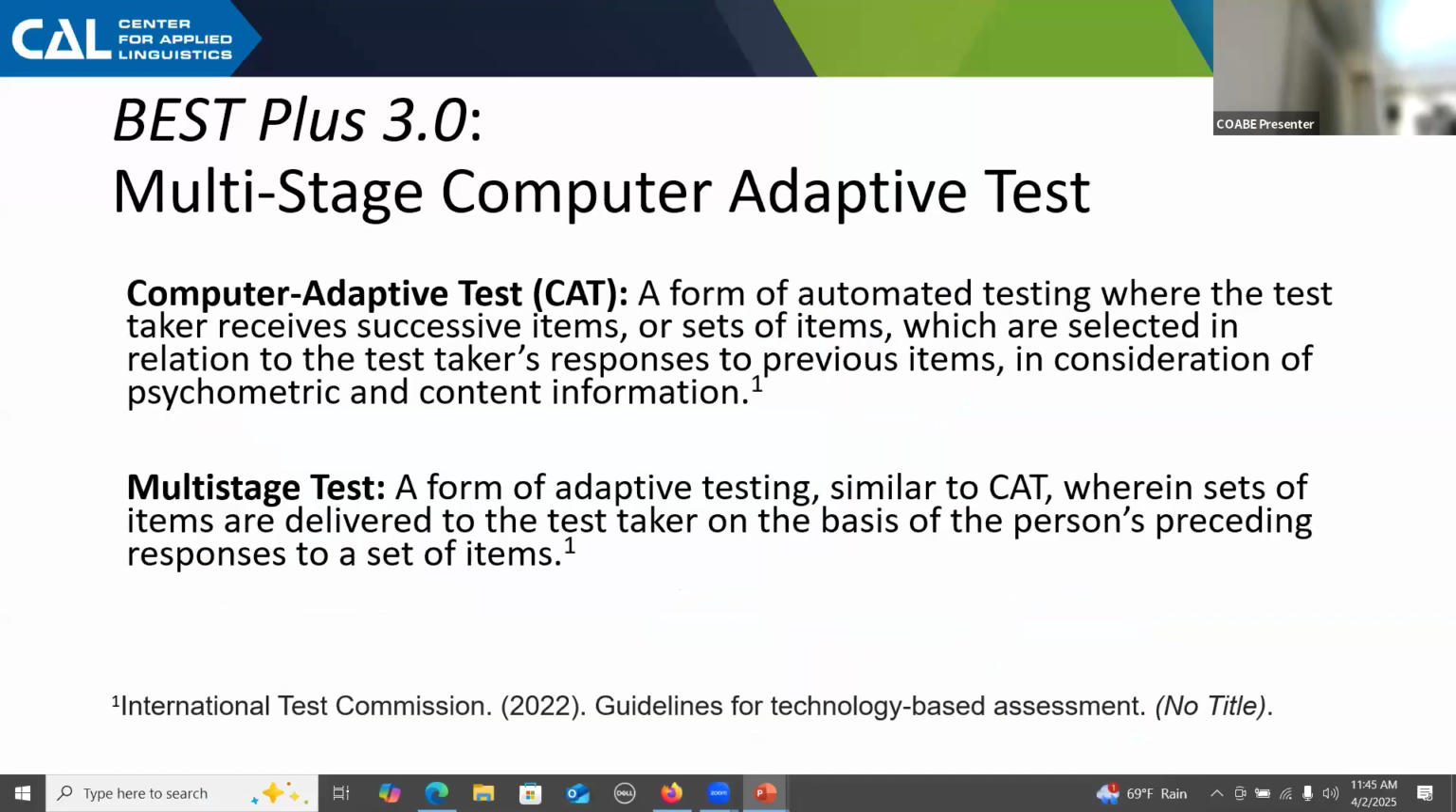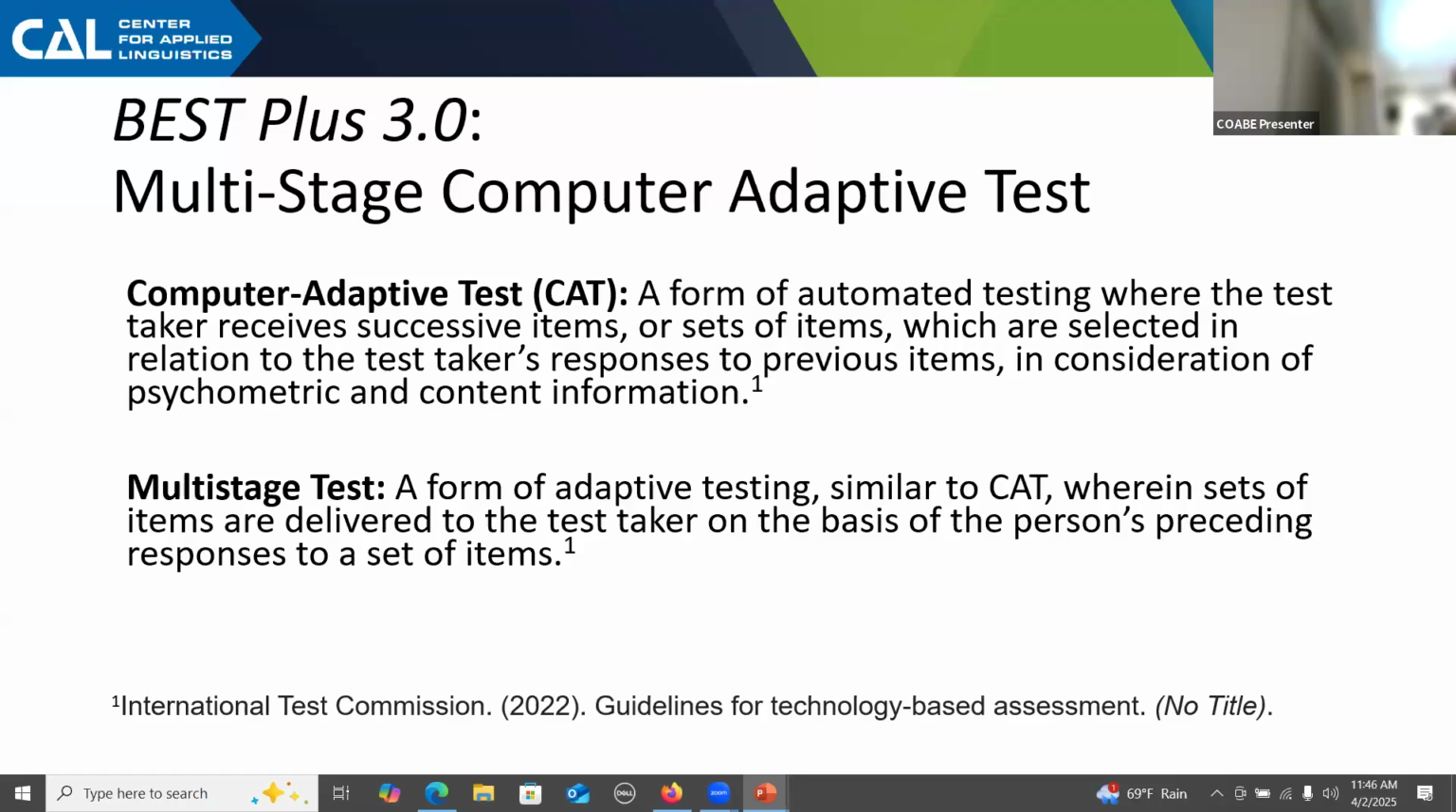All right. Now back to the official definitions of what we are talking about, so you don't think that I made that up with the cat on the previous screen. The International Test Commission defines computer adaptive test as a form of automated testing where the test taker receives successive items or sets of items which are selected in relation to the test taker's responses to previous items in consideration of psychometric and content information. The multi-stage test is a form of the computer adaptive test wherein sets of items are delivered to the test taker on the basis of the person's preceding responses to a set of items.